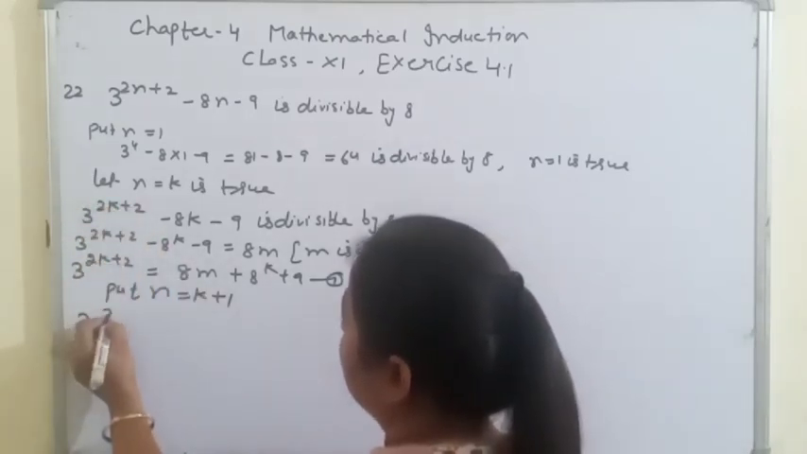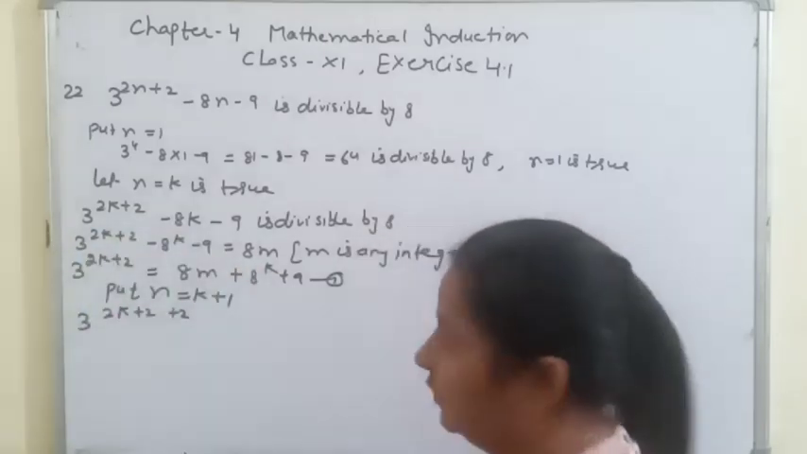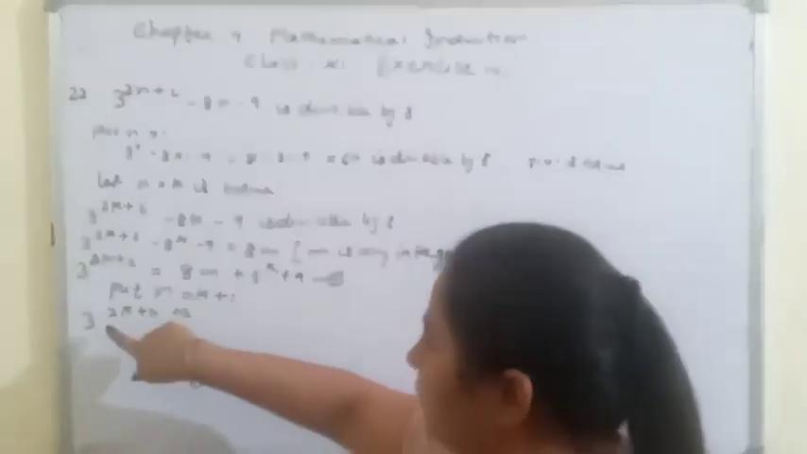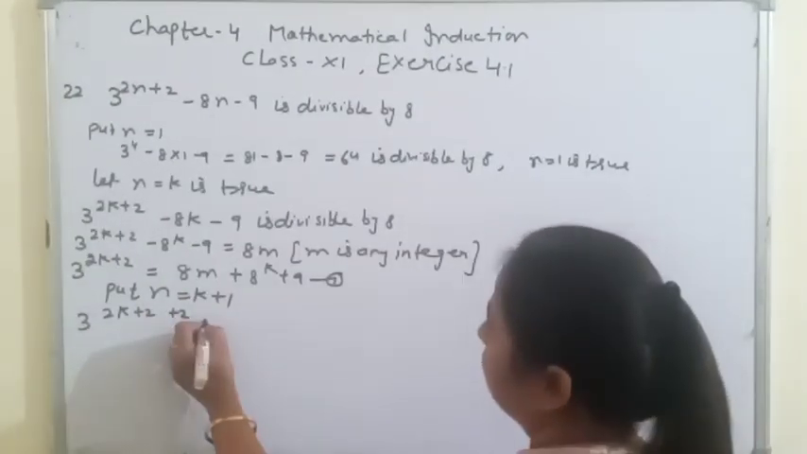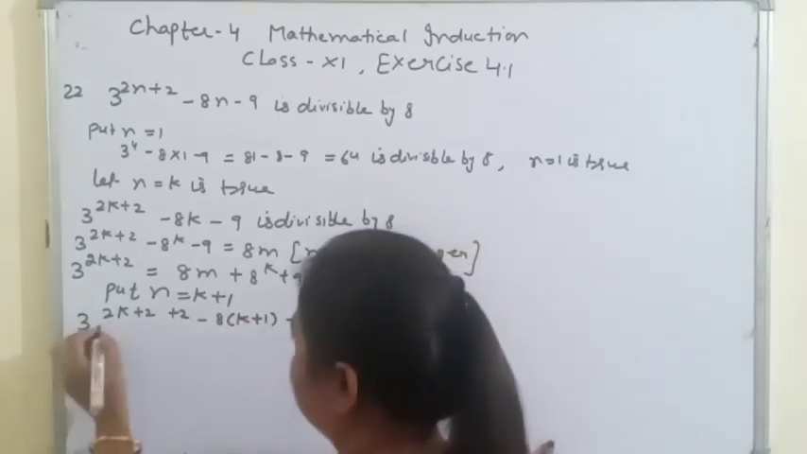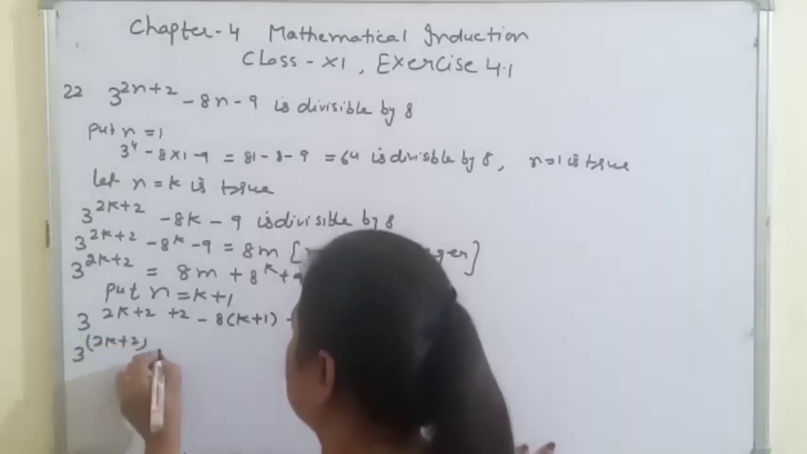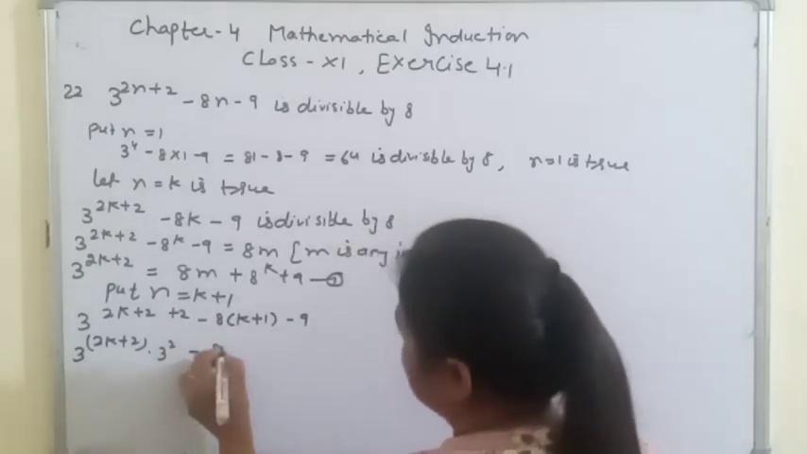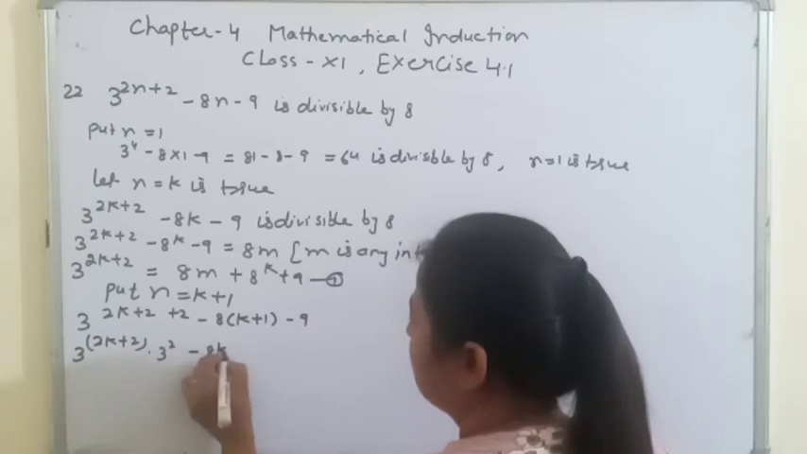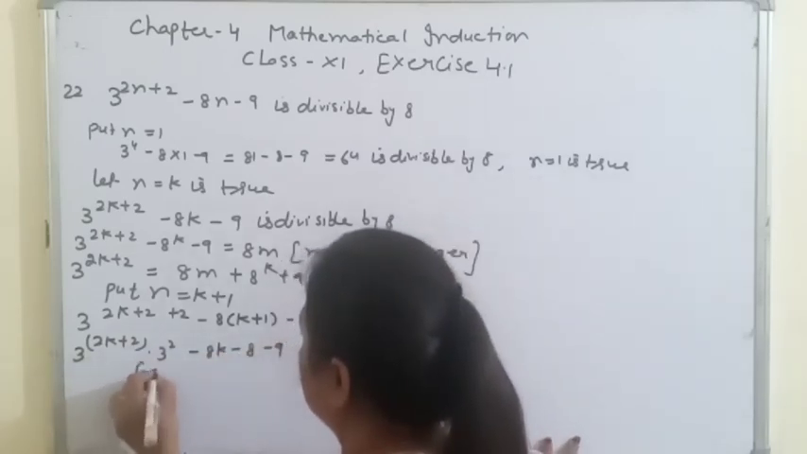When we replace k with k plus 1, this becomes 2k plus 2, plus 2, which is already given here. It also becomes 2k plus 2 minus 8(k plus 1) minus 9. Let's see, we can write it like this: 3 power 2k plus 2 is 3 into 3 power 2k, minus 8k, and we can solve it as minus 8k minus 8 minus 9 from 1.